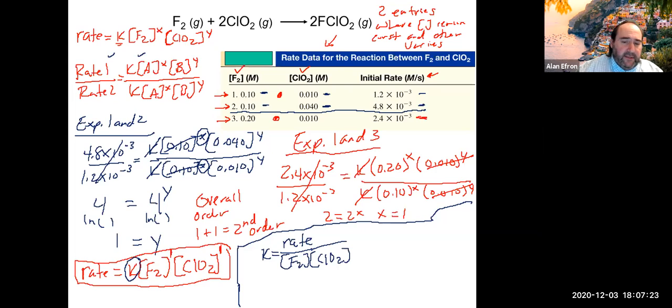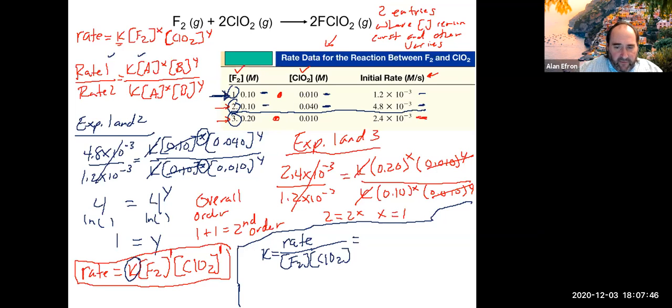You actually get those numbers from the table. You could choose experiment 1's numbers, you could choose experiment 2's numbers, or you could choose experiment 3's numbers. They all will give you the same answer. You just can't mix and match. So you can take any entry you want and put the numbers in. So I'm going to do it for experiment 1. But again, if you chose any of them, they should come out the same.